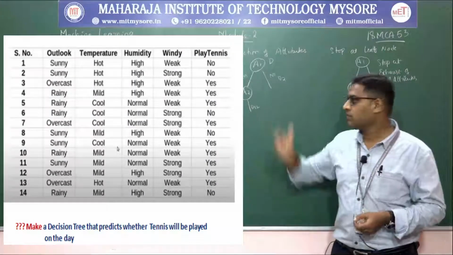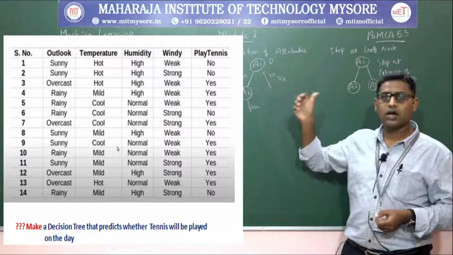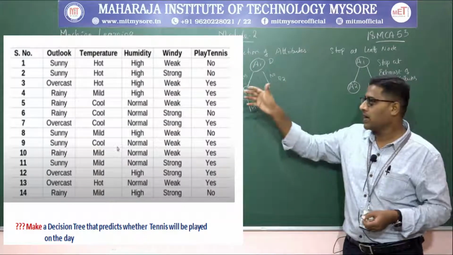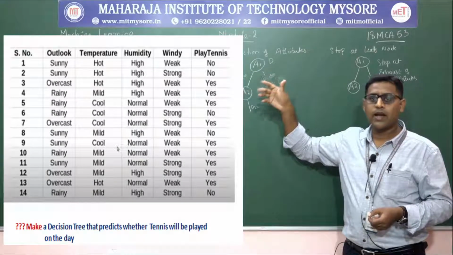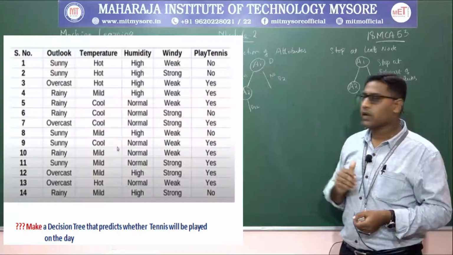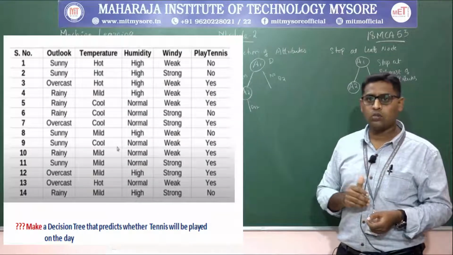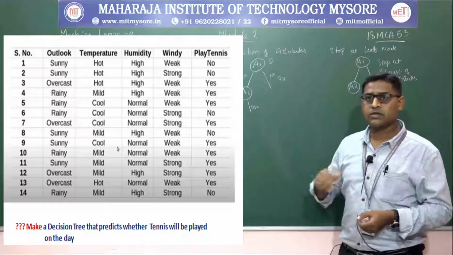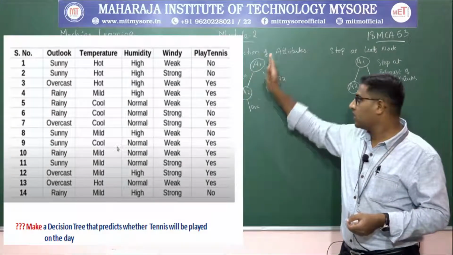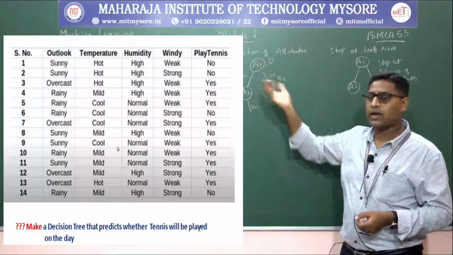So what are those parameters? For Outlook there are three parameters: sunny, overcast and rainy. Sunny, overcast and rainy are the parameters which are representing the attribute Outlook. Similarly, for temperature, hot, mild and cool. Hot, mild and cool are the three parameters which are representing the attribute temperature. Next, similarly for humidity, high and normal. High or normal are the two parameters. Then for windy, weak or strong. Then based on that you will classify or label whether on a particular day you can go for playing tennis or not.